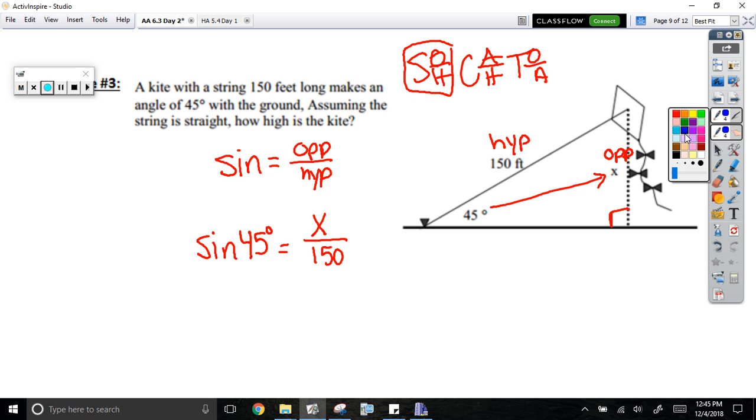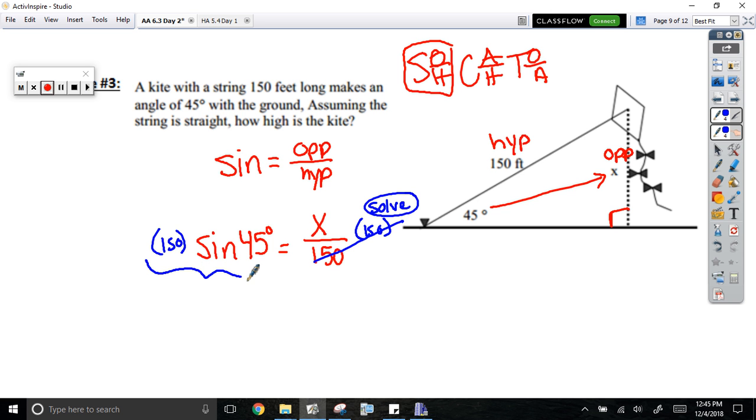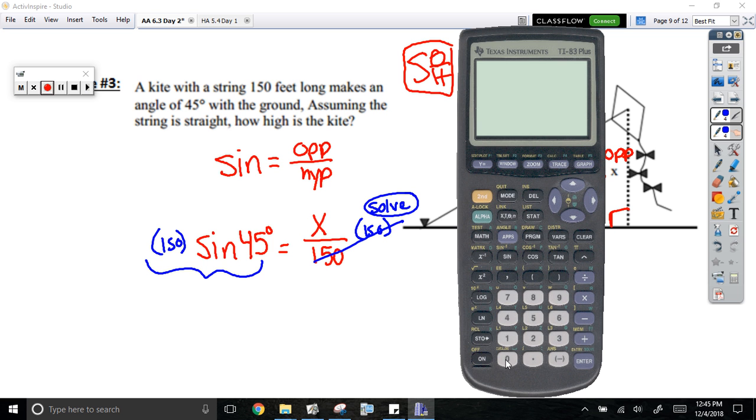Now you just have to solve using inverse operations. We see x divided by 150. The inverse of dividing is multiplying. So we're going to multiply by 150 on both sides to balance our equation. And then this just goes in your calculator. So we'll just type in 150 sine 45.